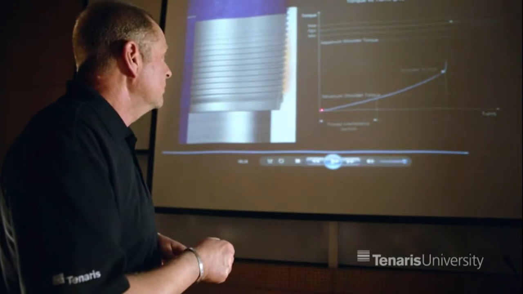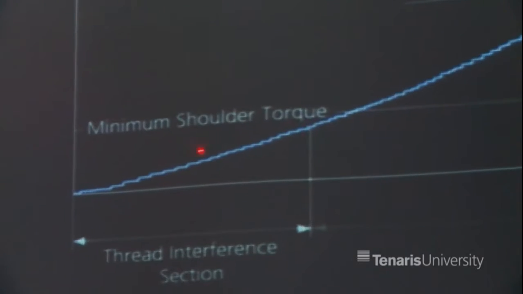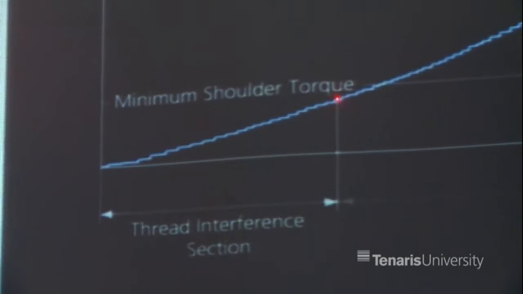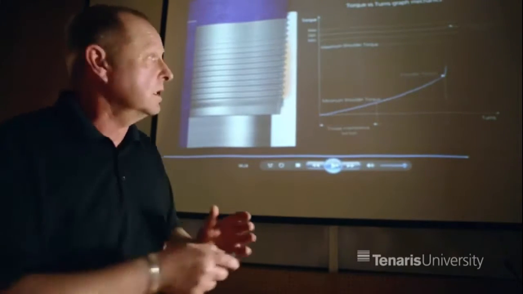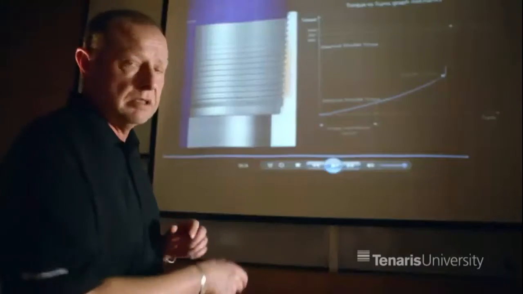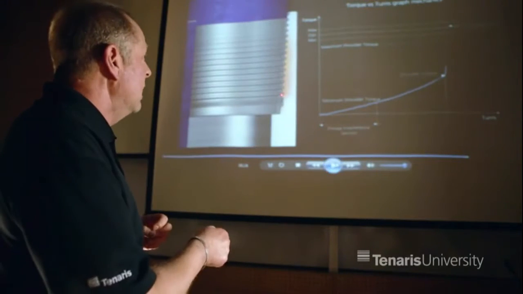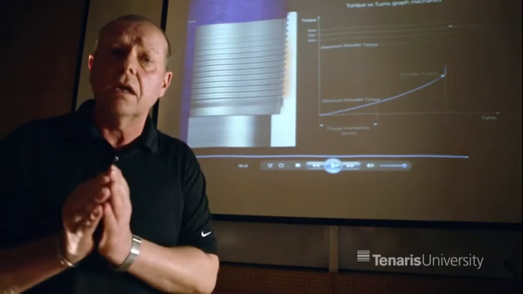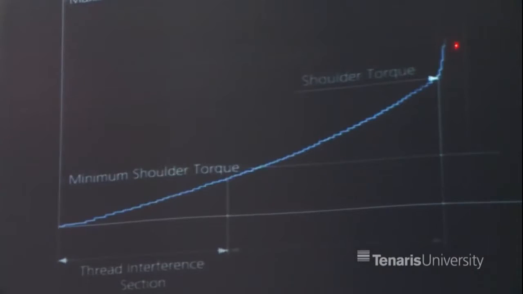We have from zero a smooth thread interference build up to this point here, and then after this it's thread and seal, because at about this point here approximately, it's not an exact science, the seal is starting to come into contact. So from this point onwards you've got thread interference and seal interference combined, and that's why it builds to this point here.